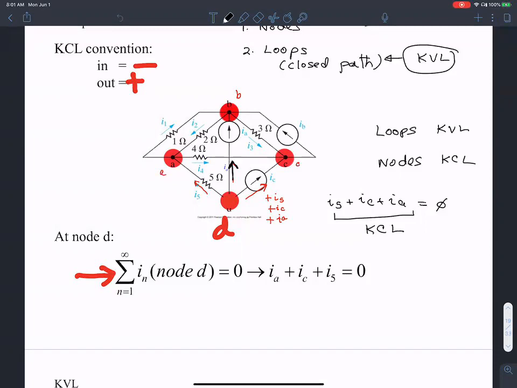To solve any system of simultaneous linear equations, we need as many equations as there are unknowns. If there are 10 unknowns, we need 10 equations. If there are 5 unknowns, we need 5 equations.